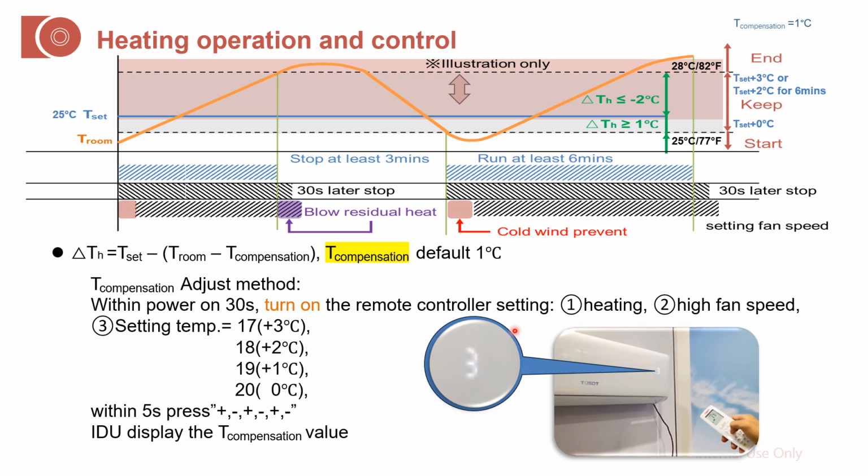Actually, you can also find that this T compensation is how far away from this set point. You can find it: this is the default +1 degree, and after you change it to +3, it will just change here. Later, I will also show a video for your reference on how we adjust this T compensation.